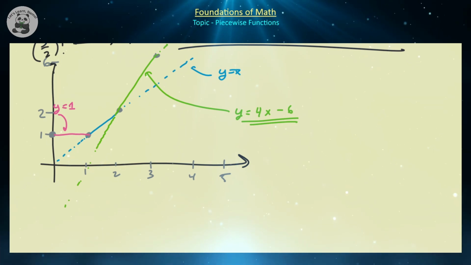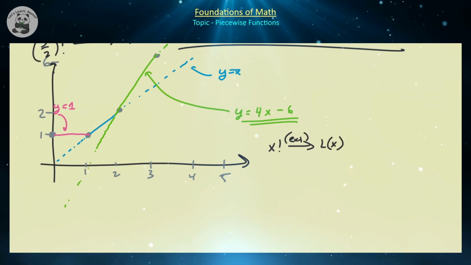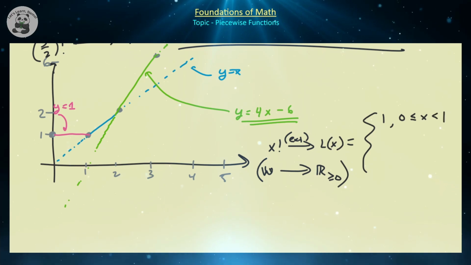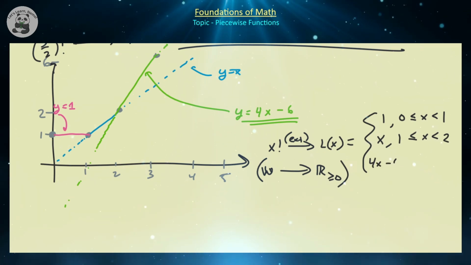So if we were to extend this factorial function via linear interpolation, let's call this extension, for example, L of x. So we're going to extend x factorial to this new function L of x. We're extending the domain of whole numbers to, for example, real numbers greater than or equal to 0 via the following function. We have the function 1, which is true for 0 less than or equal to x less than 1. We have the function x for 1 less than or equal to x less than 2. And we have 4x minus 6 for 2 less than or equal to x less than 3. And you can also do this for all of the other unit intervals, k less than or equal to x less than k plus 1, where k is an integer.